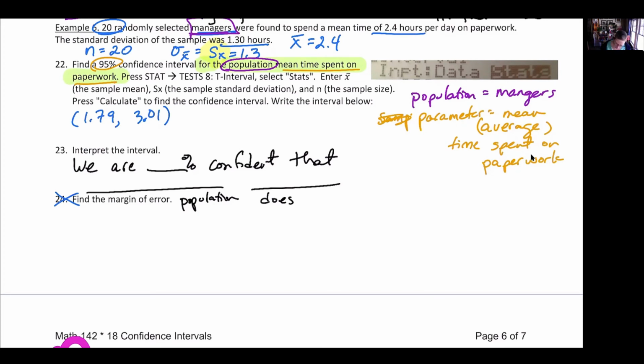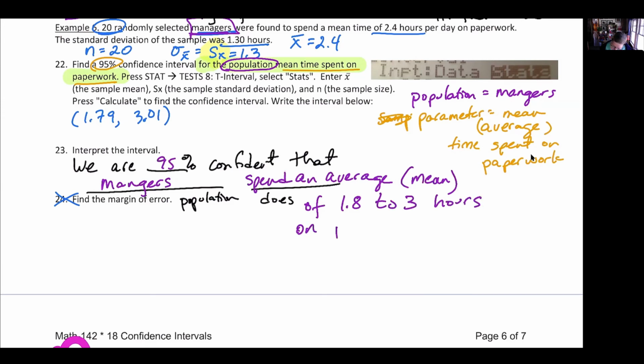Okay, so we are 95% confident that managers spend an average, and I always write it like this: spend an average, and then in parentheses I put mean to indicate what average I'm talking about, of 1.8 to 3 hours on paperwork, because that's what this means, time spent on paperwork.